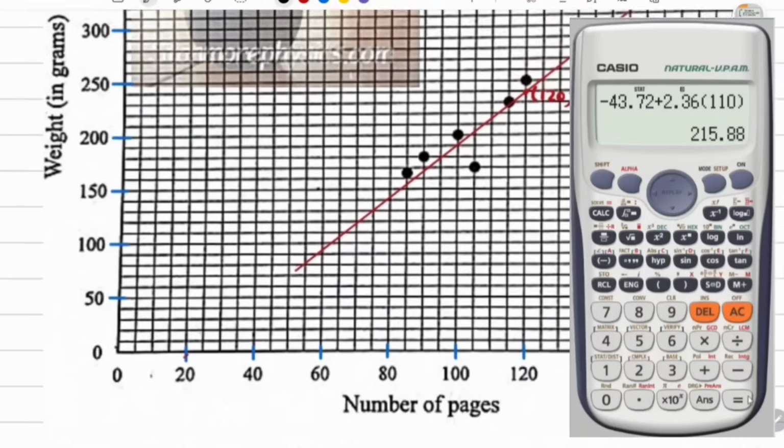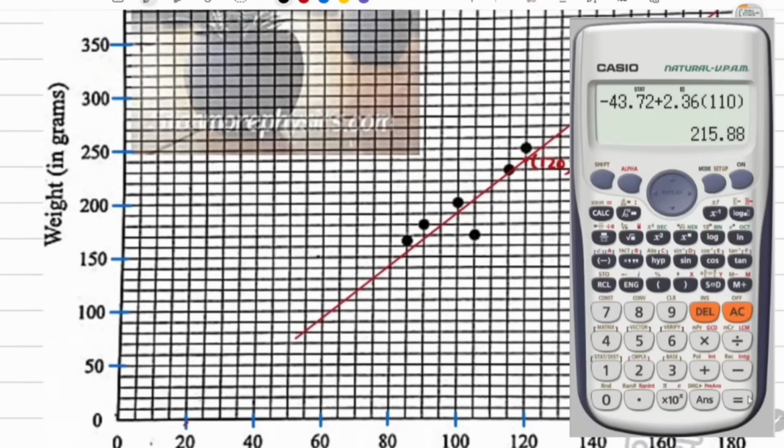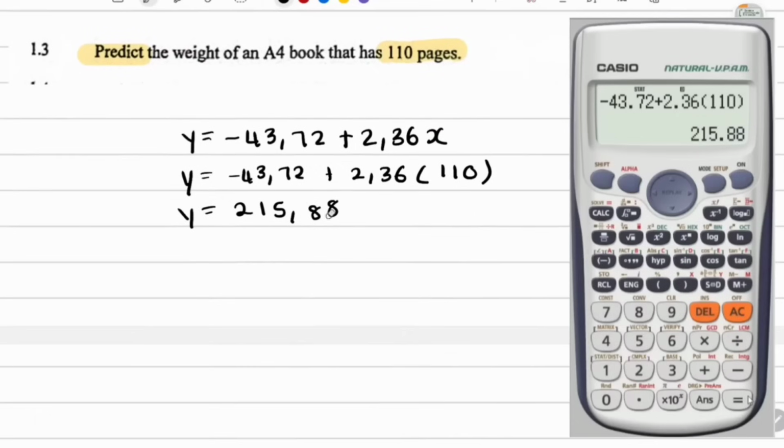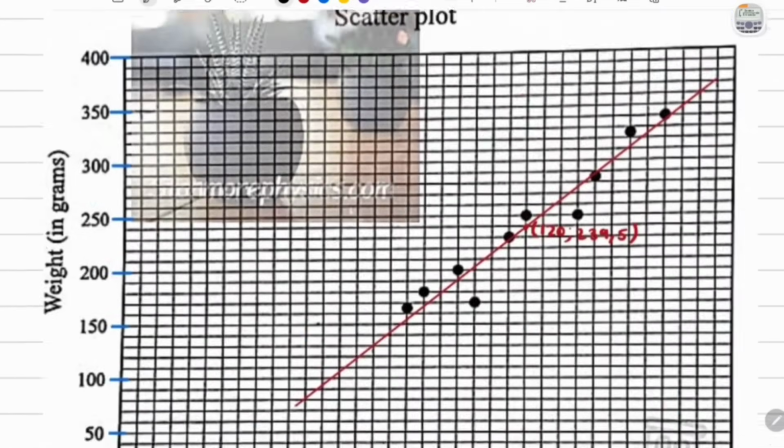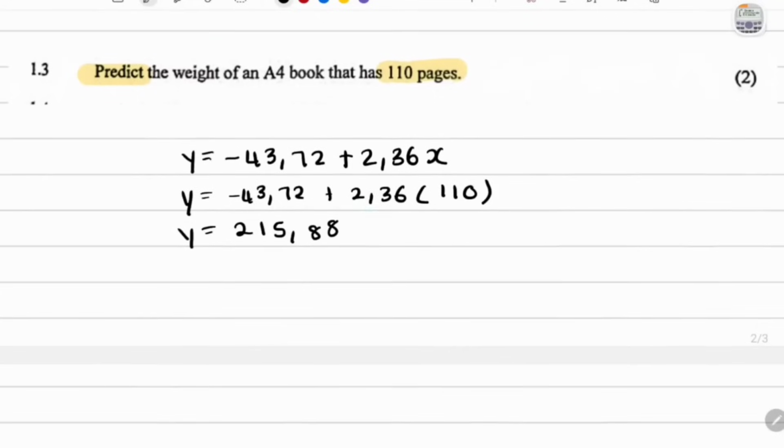215.88. Now remember, the Y value is speaking about the weights, which of course can have decimals. So I'm going to leave it like that, 215.88, and this is measured in grams. So this is the amount of grams approximately that amount of pages will have. Okay, moving on to the next question.